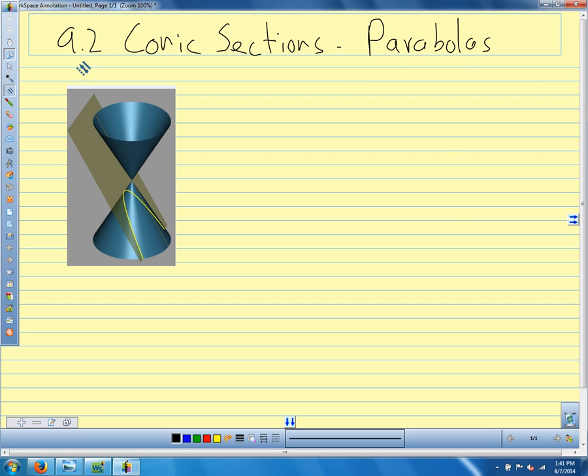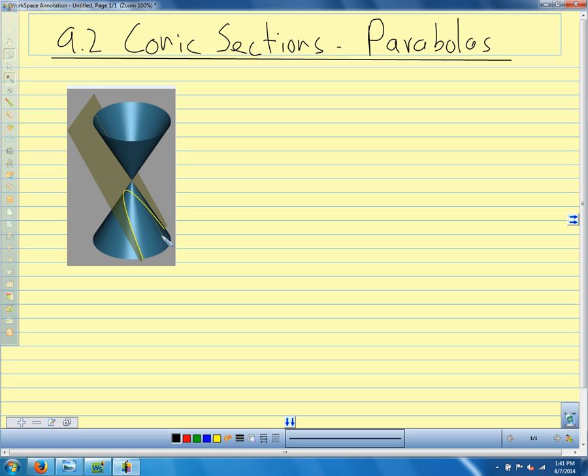So, I mentioned on Friday that all of these shapes, these curves that we're talking about, come from slicing a cone. So a parabola comes from slicing this cone with a plane that's parallel to one of the sides of the cone. And we get a parabola traced out on the surface of the cone. So that's one way to look at a parabola, as this piece of a cone.